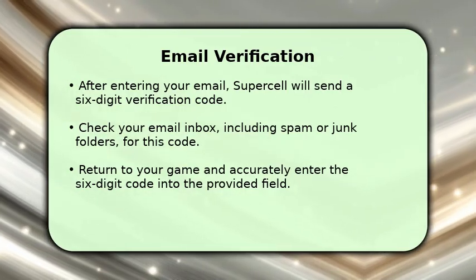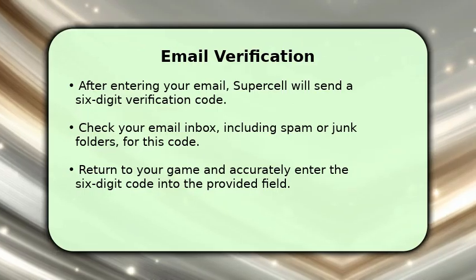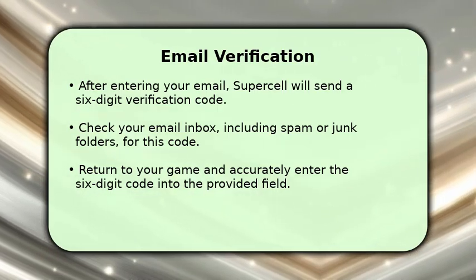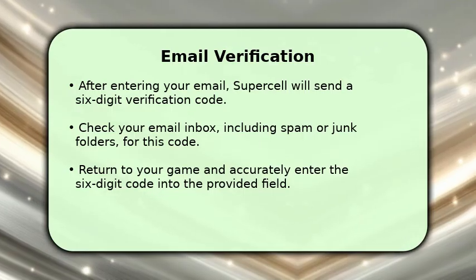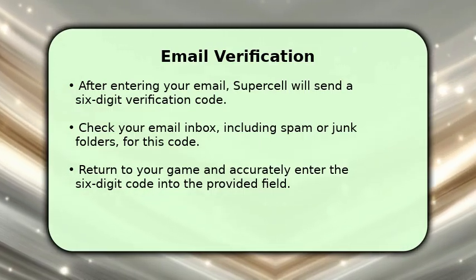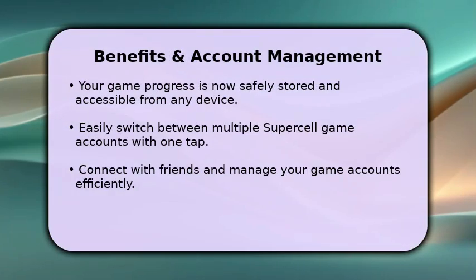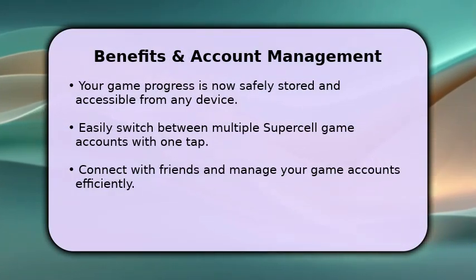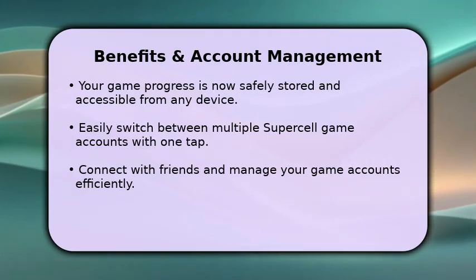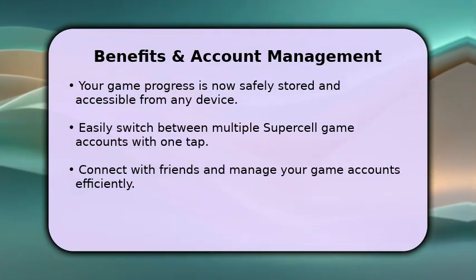After you find the code, return to your game and carefully enter the 6-digit number into the designated field. Confirming this code will successfully link your game progress to your new SuperCell ID, securing your account. With your SuperCell ID now active, your game progress is safely stored and can be accessed from any device, anytime.